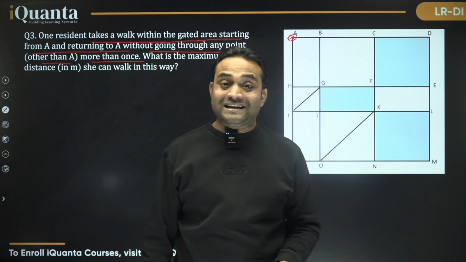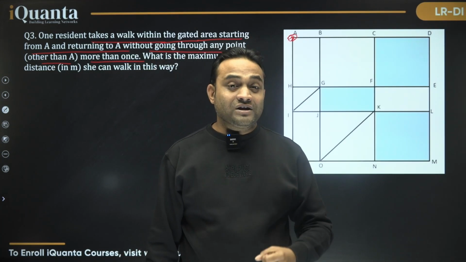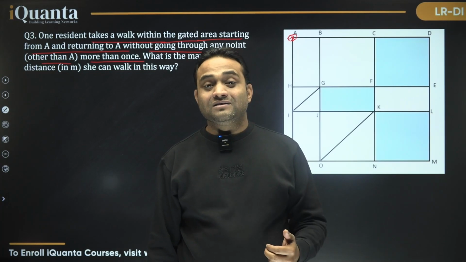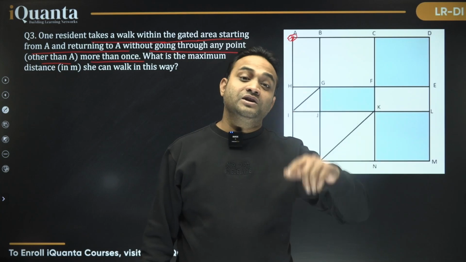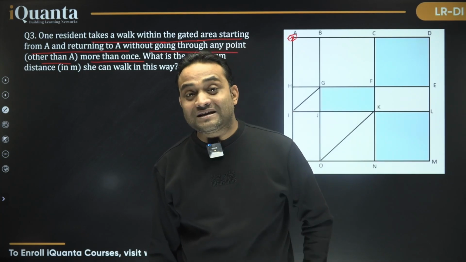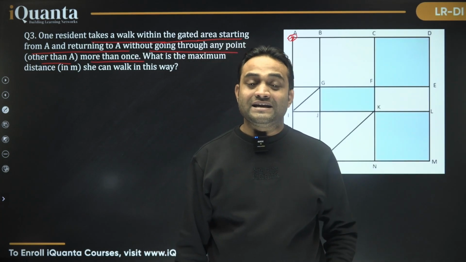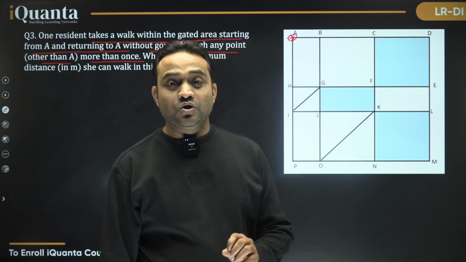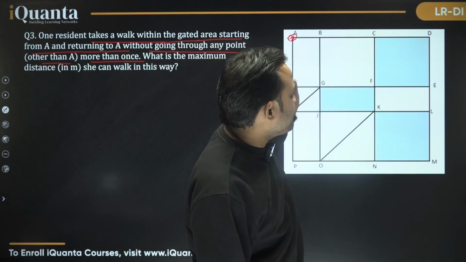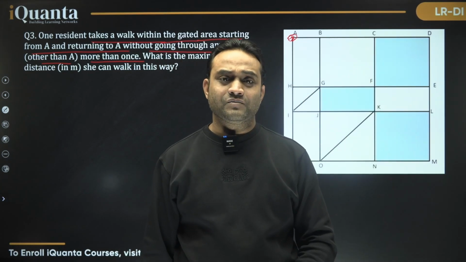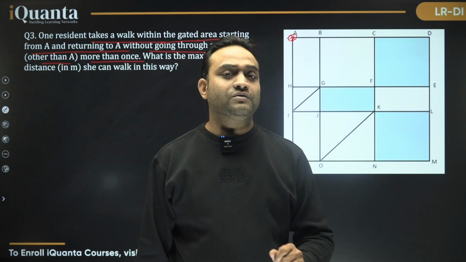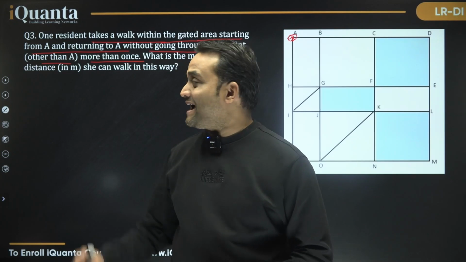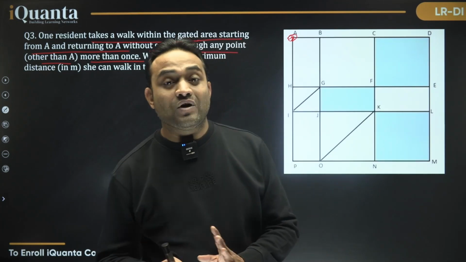So in that case, what should our target be? Such that no pathway is repeated, no point is repeated, and we need also to maximize the distance. So can we say, in that case, our target should be to go through every point in this diagram. If we are able to do that, then we will be able to cover the maximum distance possible as per the given condition. So what should be the way?